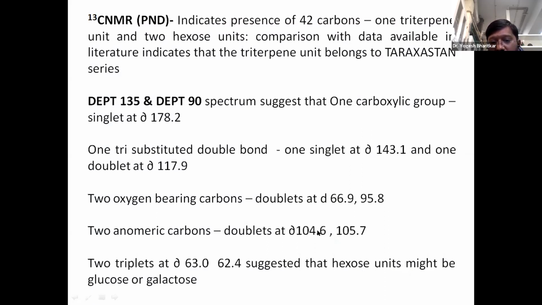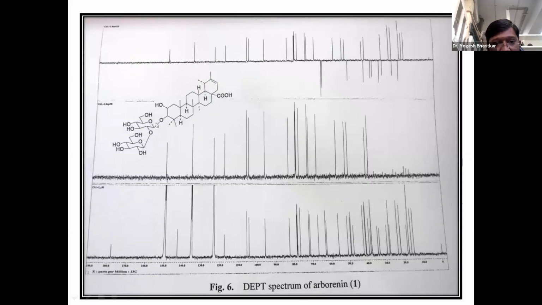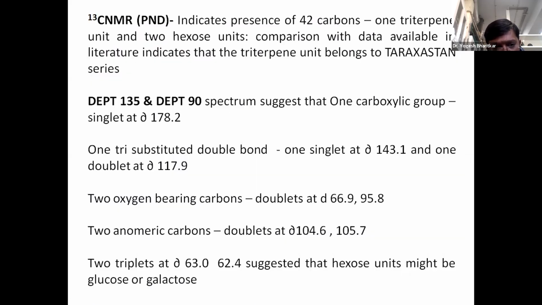See, the anomeric carbons appear in this region. This is the ether linkage; if it is attached to an ether linkage, it shifts downfield. These two are both ether-linked anomeric carbons. This is the information we get from 13C NMR.